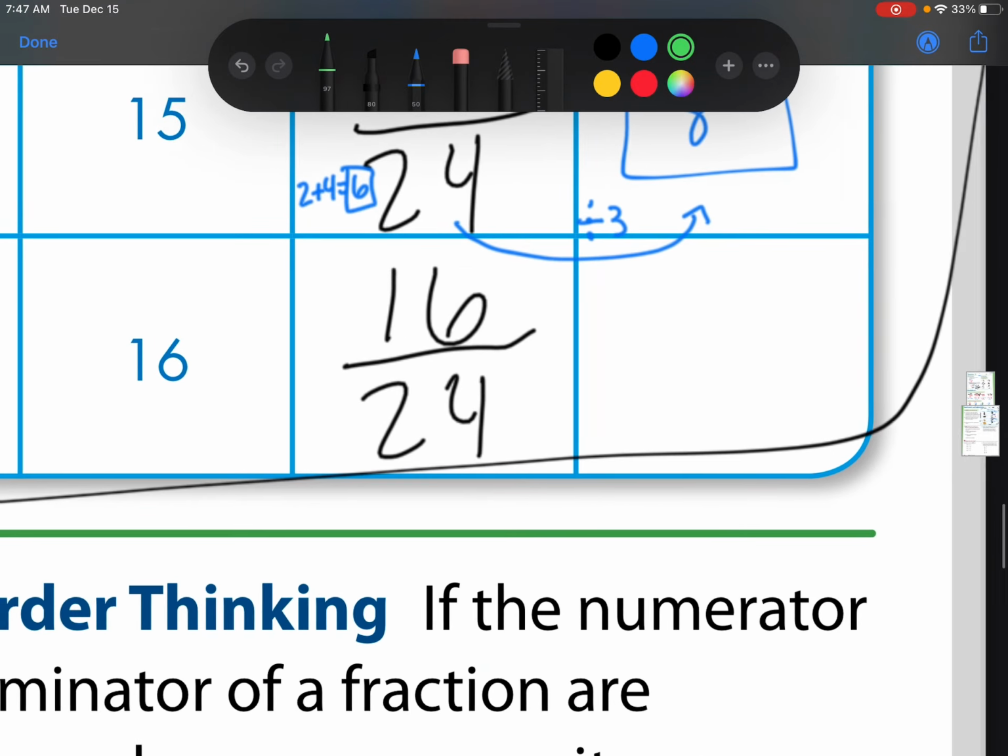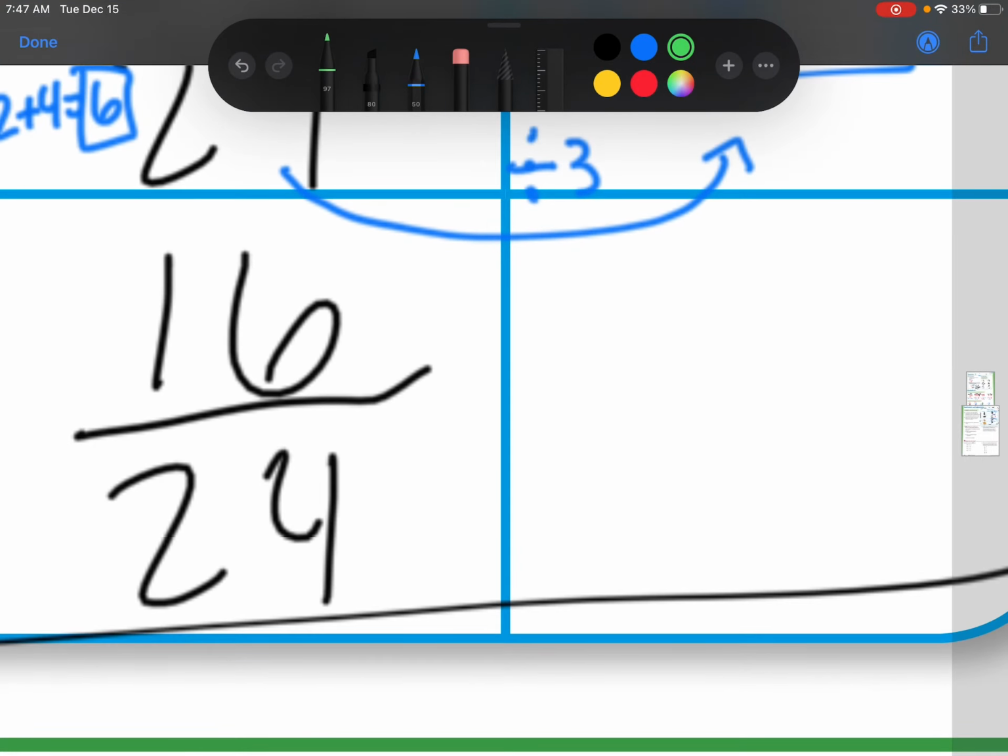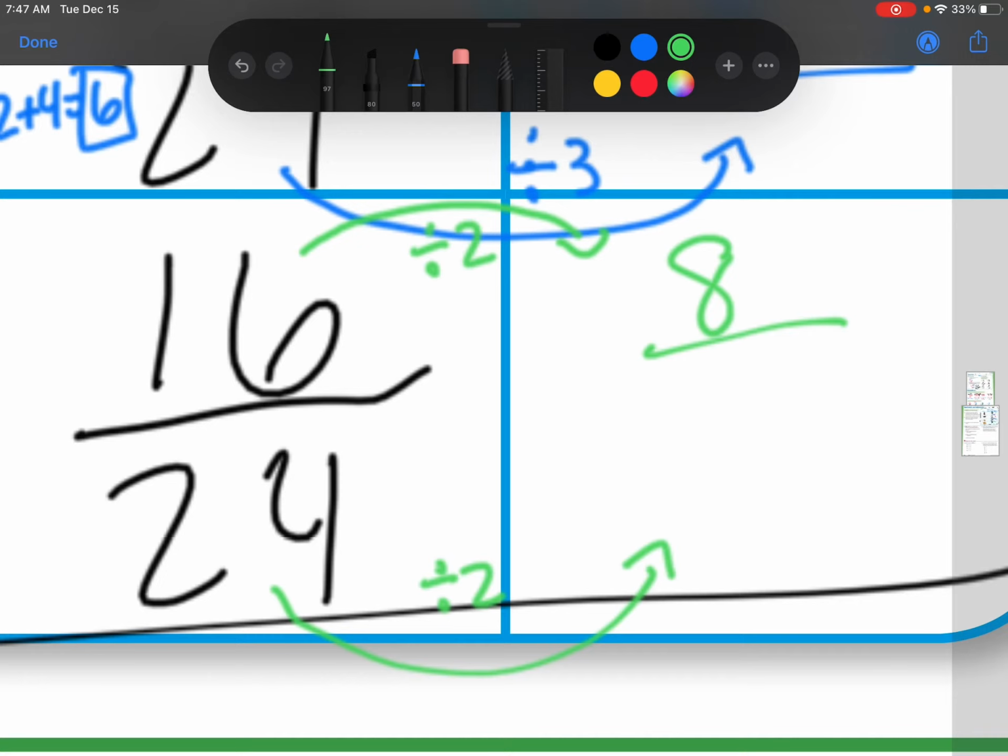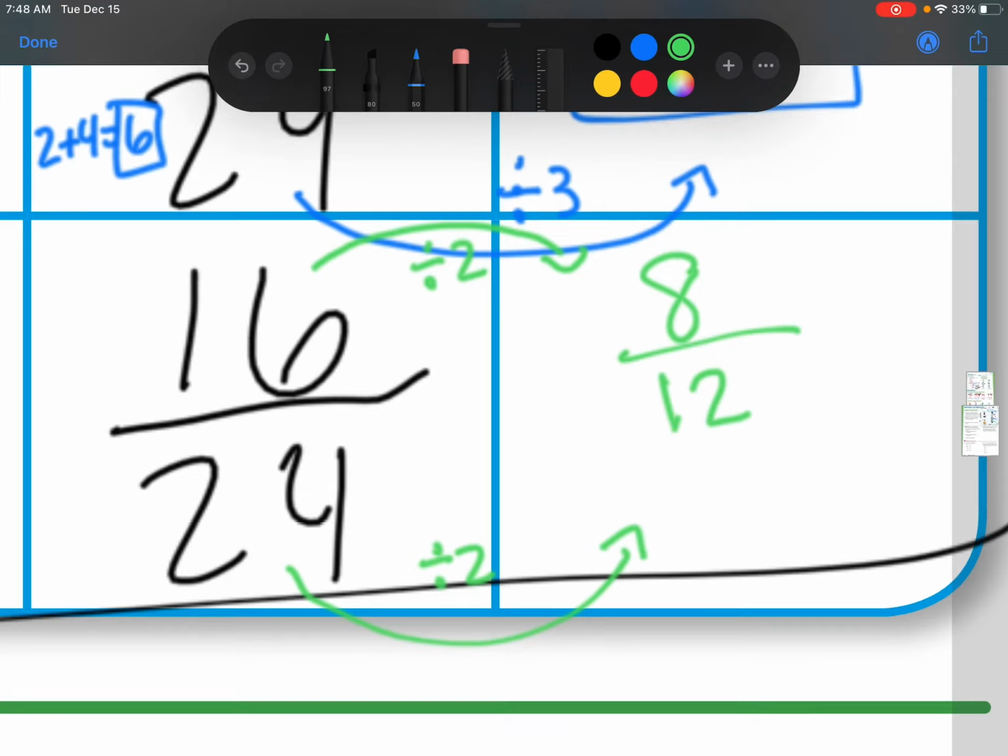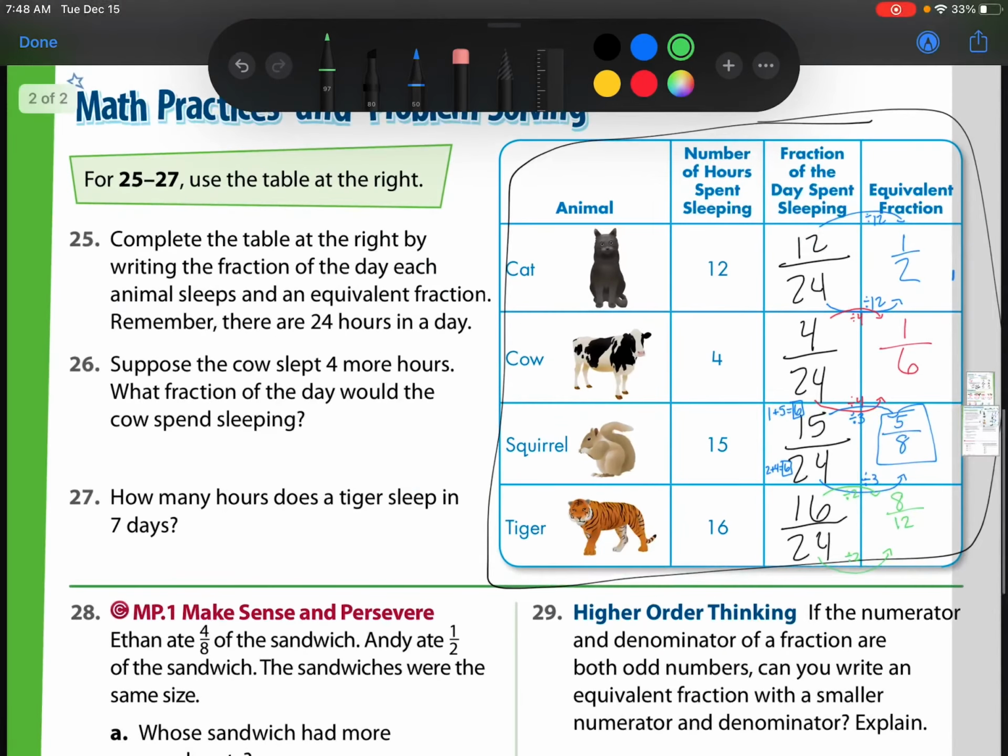Now, for this last one, what can I do for this? Well, I notice I can divide it by 2 because they're both even numbers. 16 and 24 are both even. 16 divided by 2 is 8. 24 divided by 2 is 12. We could also, if we wanted, divide it by 4 and get 4/6 as well. We could divide it by 8 and get 2/3 as well. So those are all equivalent. So we've done 25. So now let's head to 26.